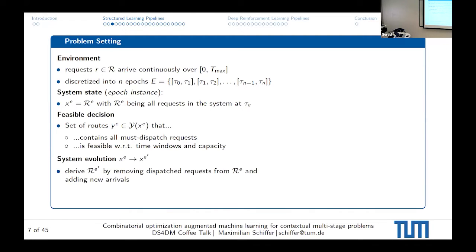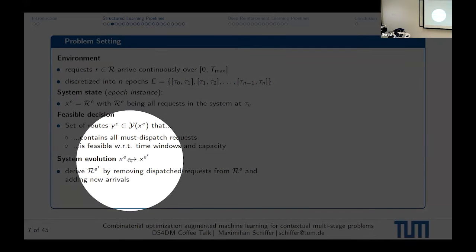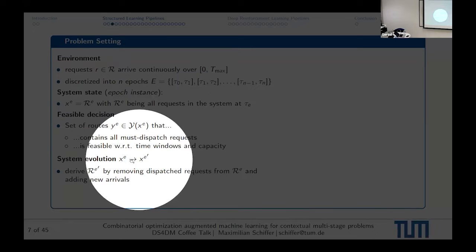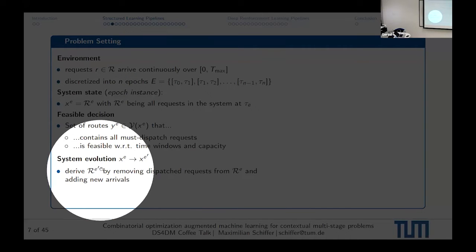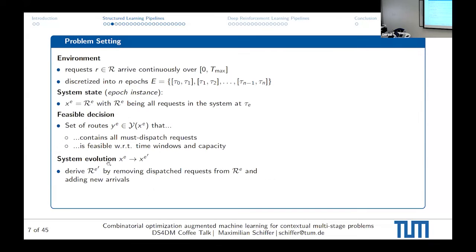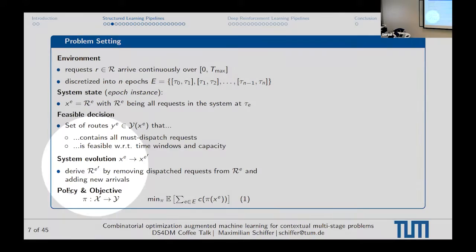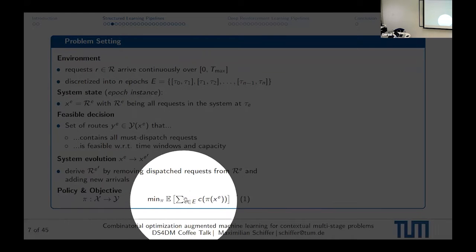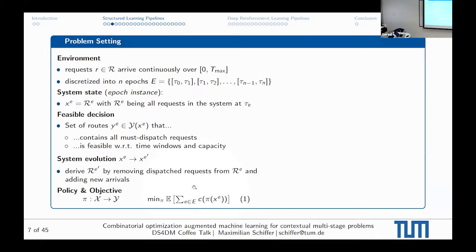So, conventional routing constraints. You take your decision, then your system evolves. You transition from your state in epoch E to the next epoch E prime. You do so by removing the requests that you dispatched and routed from the request set, and you add the requests that arrived over time in the next epoch, and then you take the next decision. In this setting, we're looking for a policy that maps the state space to the decision space, and we want to minimize the expected costs.